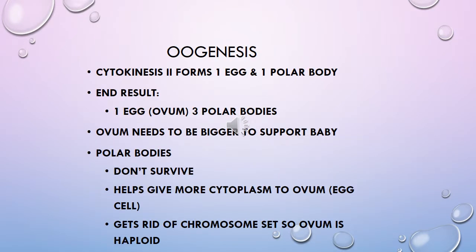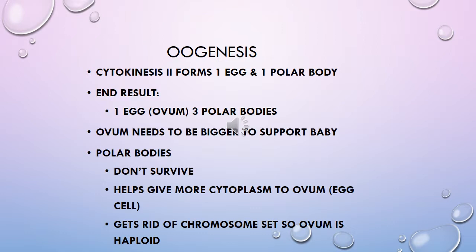As I mentioned from the last slide, cytokinesis 2 is also going to split unequally. Most of the material is going to go to 1 egg, but only a little bit is going to go to that small polar body. So the end result, as I said before, is 1 egg, the ovum cell, and then 3 polar bodies. And the ovum needs to be bigger to support that baby.